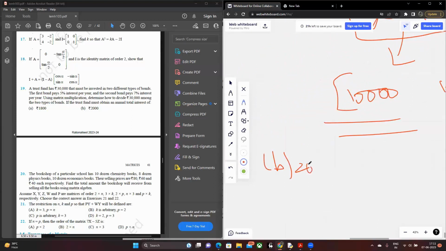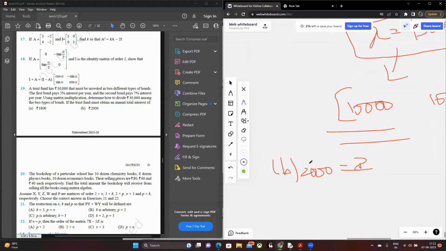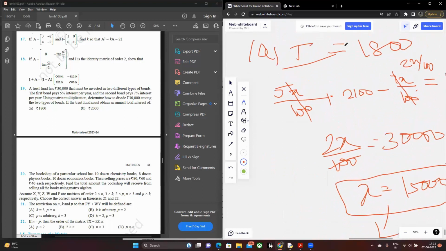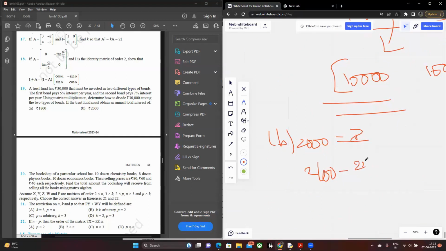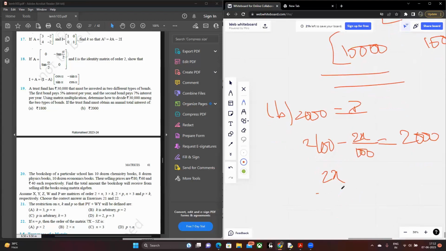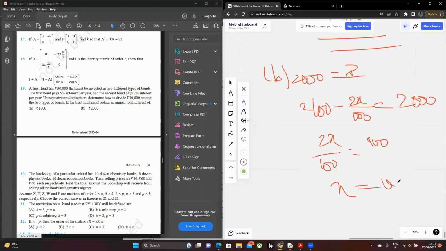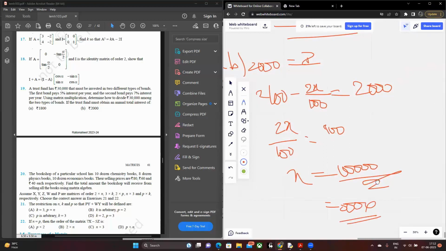B, to get an interest of 2,000. The simplified thing from before says that 2,100 minus 2x by 100 is going to be equal to I, that is 2,000. Which means that 2x divided by 100 is going to be equal to 100, because it's going to be 2,100 minus 2,000. Therefore, x is equal to 10k divided by 2, that is equal to 5k.